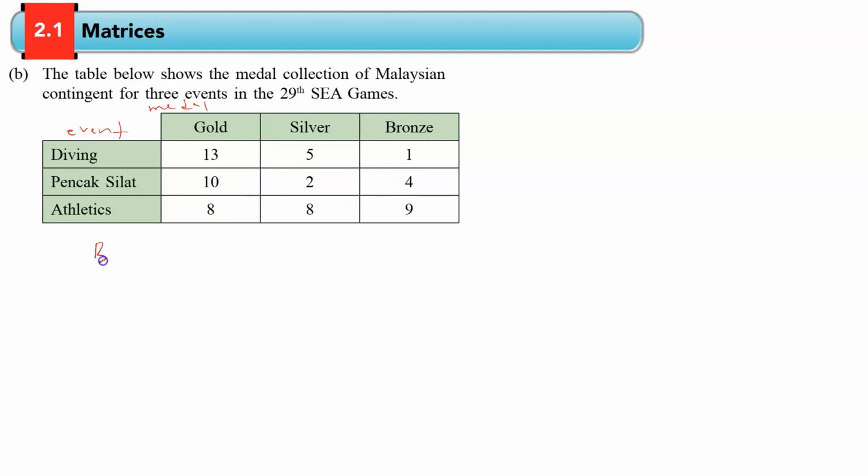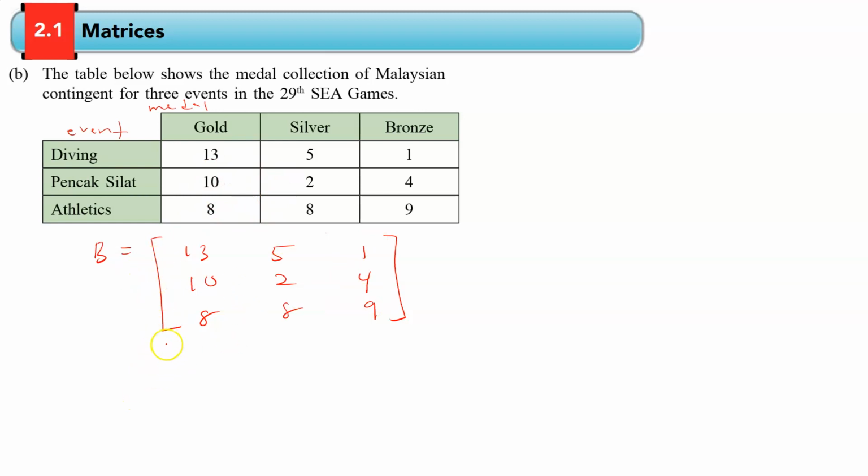So dalam kes ni, question B, kita boleh tulis paling mudah follow saja data 13, 5, 1, 10, 2, 4, 8, 8, 9. So, nak tahu betul ke tak matrix kita, check. First column is medal. Medal dia gold. Second column silver. Third column bronze. First row adalah diving. Second pencak silat. Third is athletics. Kalau boleh baca, match dia punya horizontal and vertical means susunan matrix awak dah betul.